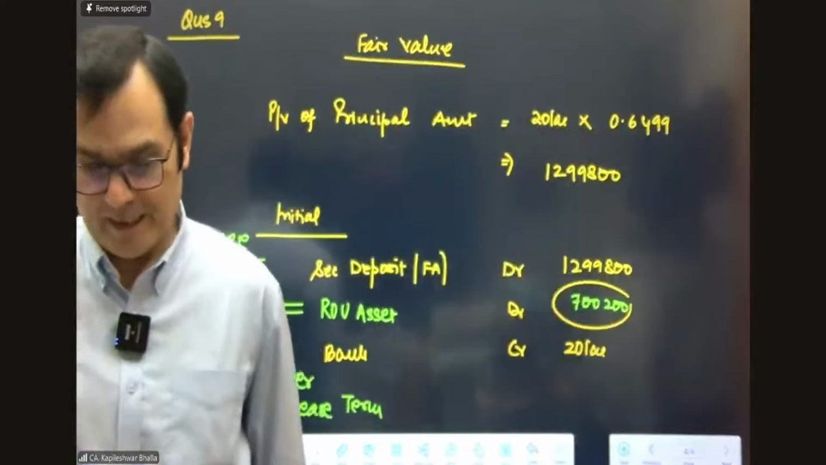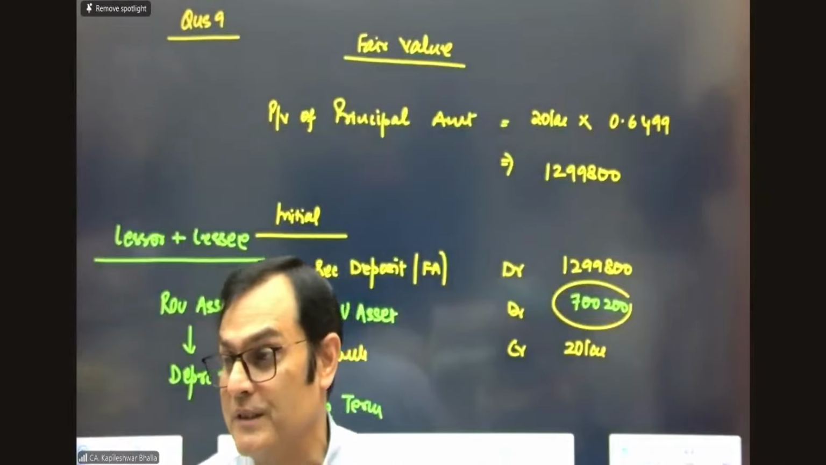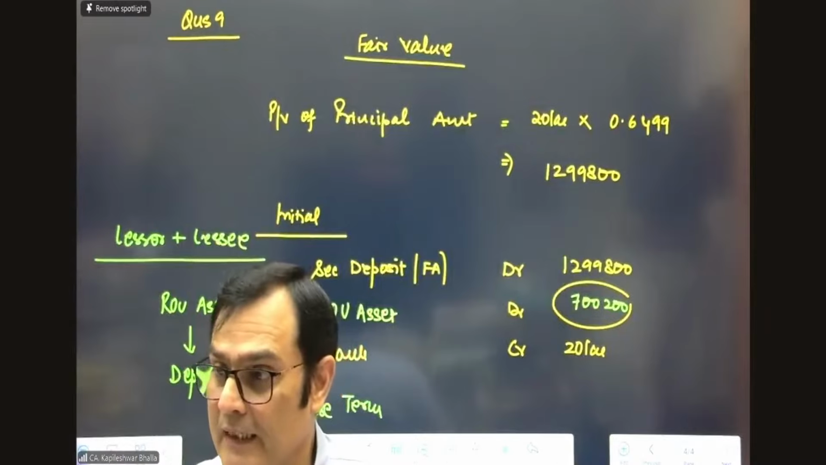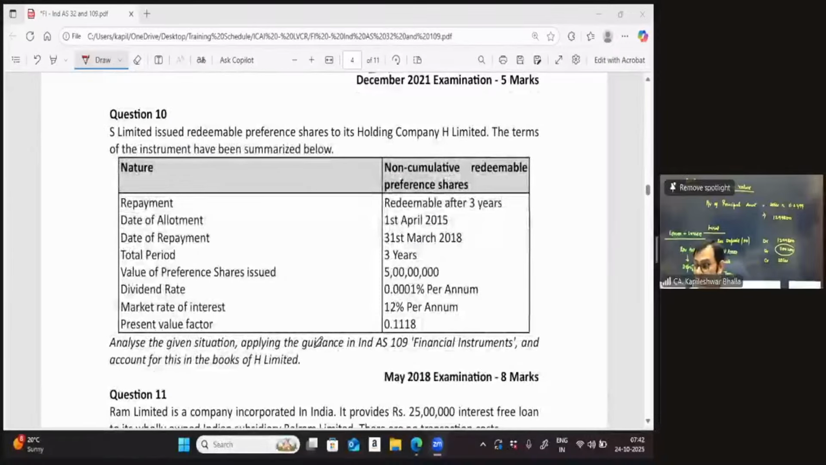Let's go to the next question, which is one of the very popular questions in the exam as well. Okay, so let me share these inputs. Let's go to question number 10. This is a May 18 examination question. It came for 8 marks in the exam. If I rightly remember, this kind of question has come earlier in other exams, and I think it's there in the study material also. Let's have a read.